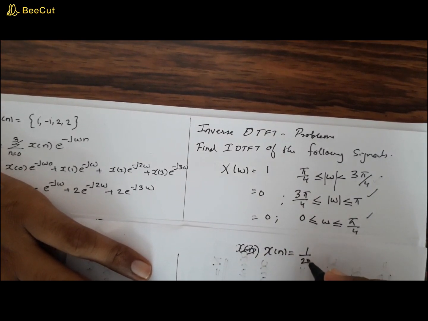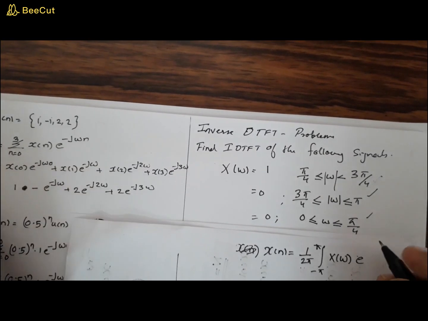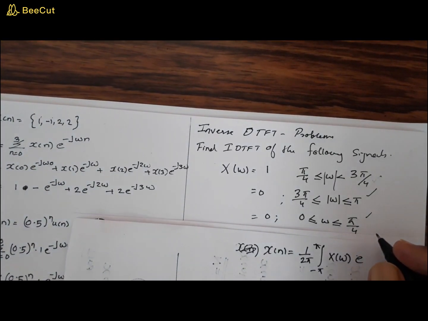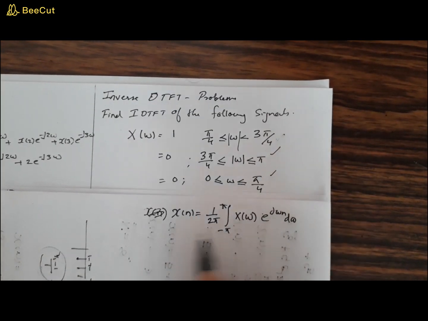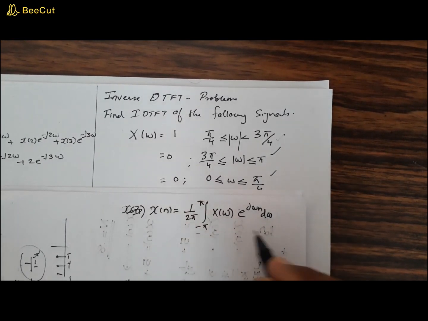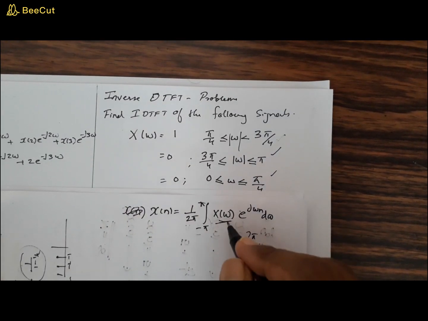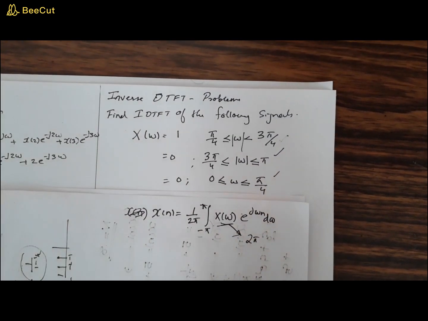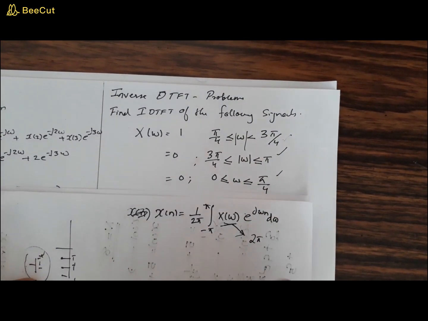This is 1 by 2 pi integral from minus pi to plus pi of X of omega e raised to j omega n d omega. So this is the expression. I have explained why this is minus pi to plus pi: there is always a span of 2 pi, because X of omega is periodic with 2 pi, so this always ranges from minus pi to plus pi. So there must be a span of 2 pi.